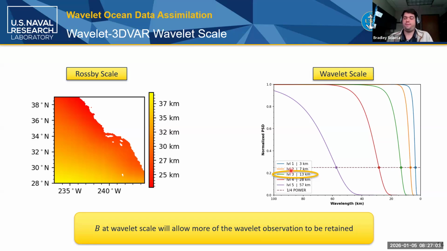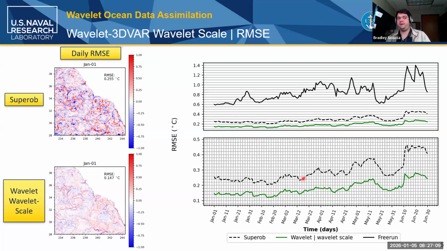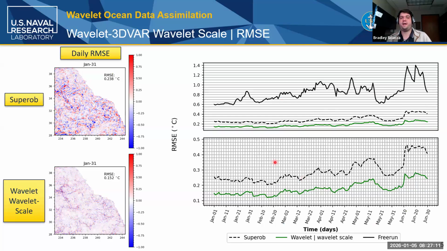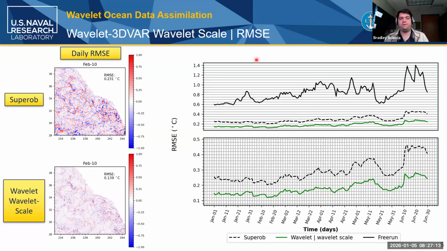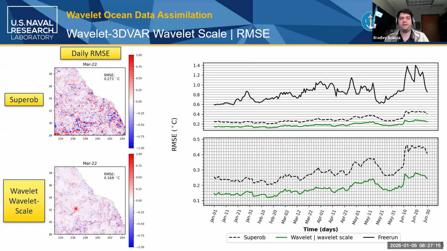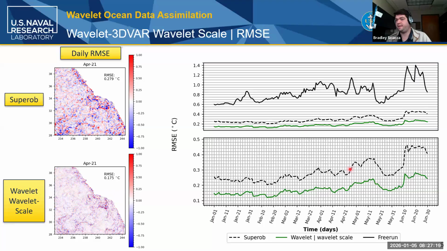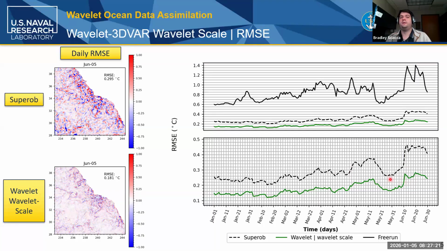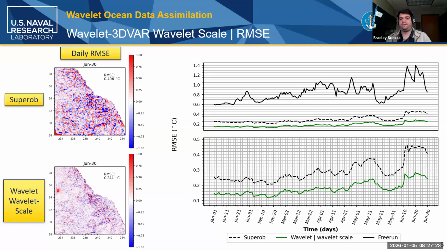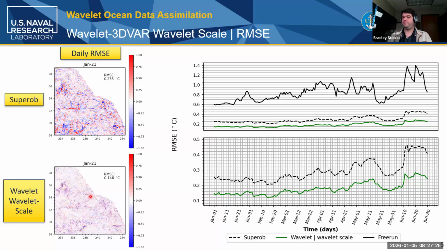So when we allowed the post-multiplication to be at wavelet scale for the wavelet method, these were the results we had here. You can see we're now retaining a lot more of that small scale information in the post-multiplication. And compared to superobs here, the wavelet method is now outperforming it. So this was allowed to be at its natural wavelet scale.